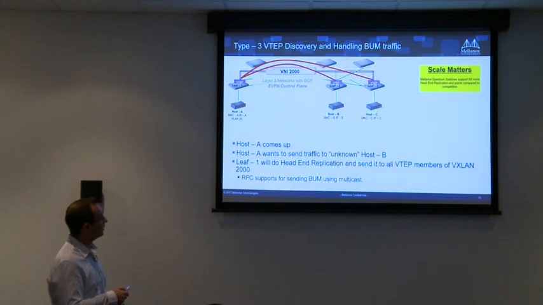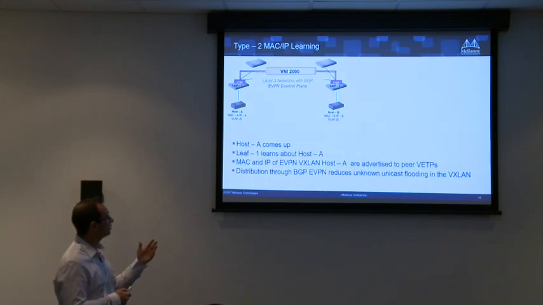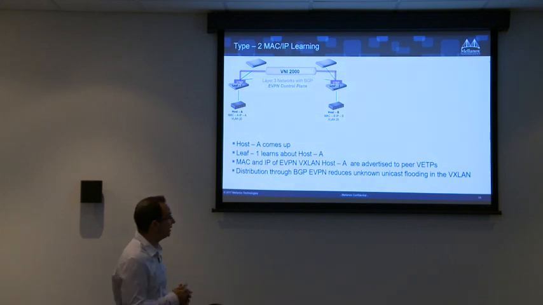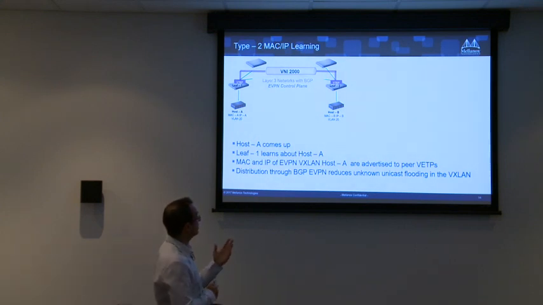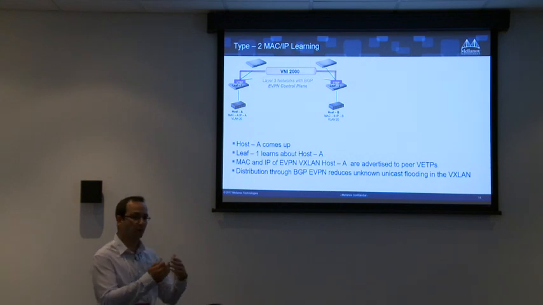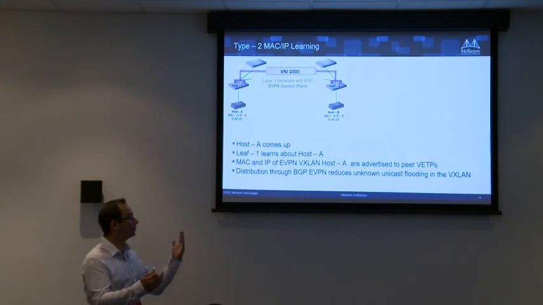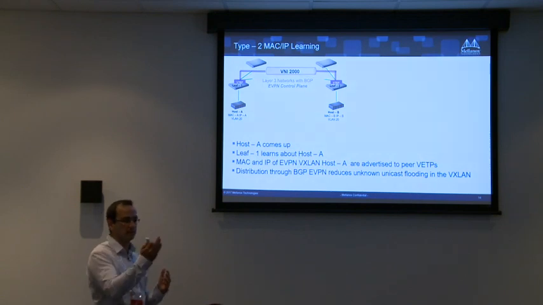And this operation is reducing a lot the BUM traffic, the unknown unicast traffic. The reason is that all the VTEPs that are part of this tunnel, this VNI, just know each other, right? So if one wants to send traffic to another, he knows exactly what the path is.